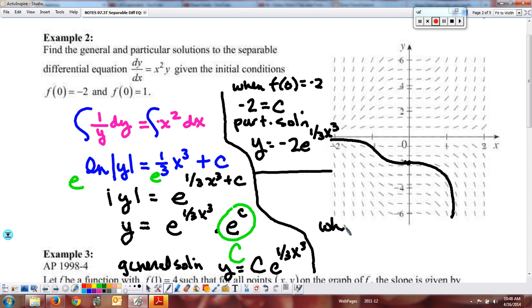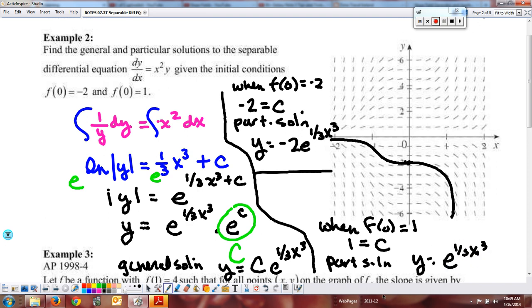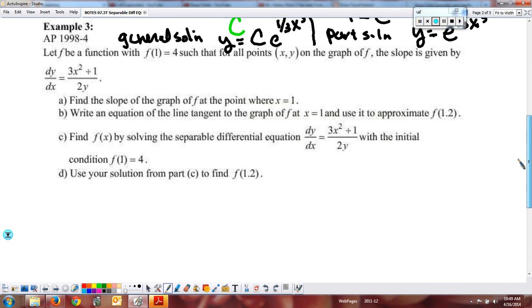And then our final one, when f of 0 equals 1, okay, and in that case, if I plug in 0 and I get a 1, so c equals 1 in that problem. So my particular solution is going to be y equals e to the 1/3 x cubed. Okay, and you could draw that one on. You can take a look at the graph on your calculator and see how that works. But again, these are pretty straightforward problems that you're going to be working on.